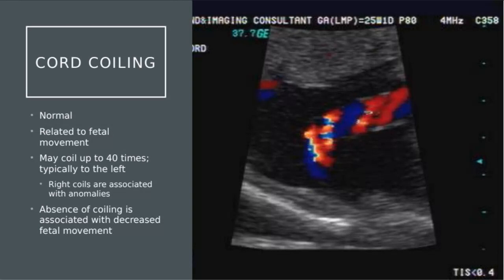Next, we have cord coiling. This is normal. We should see cord coiling. This is going to be related to fetal movement. So as the baby is flip-flopping around in there, twisting and turning, the cord is going to twist with the baby. The cord can coil up to 40 times.